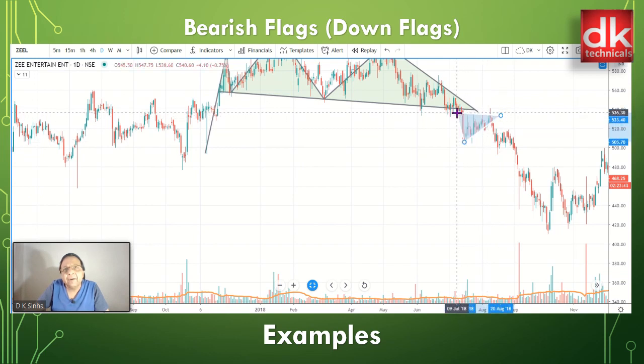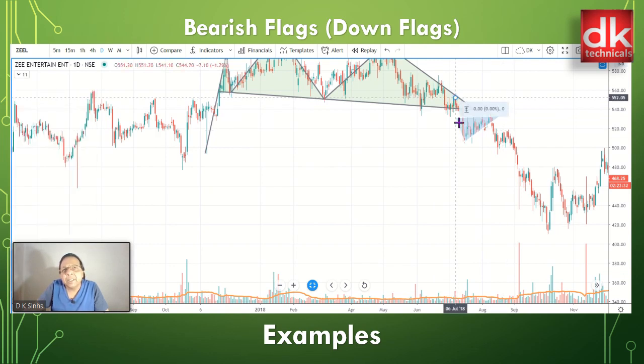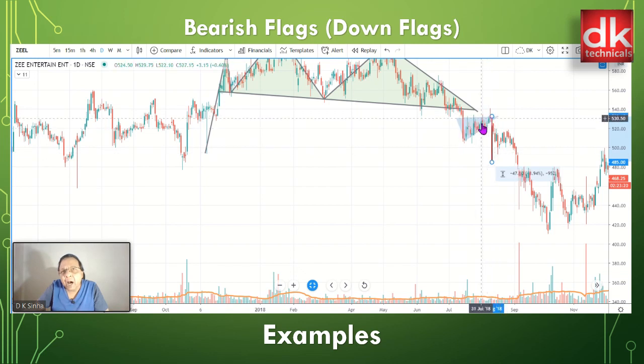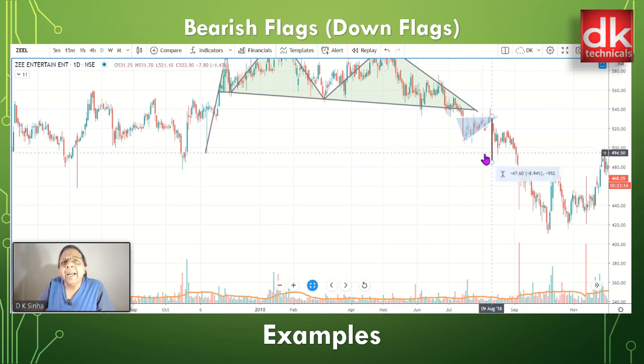This is the flag I have drawn, where I have taken all the closing points within this. So we can measure the height of the pole on the downside. The pole started here. This is the height of the pole, and we can see the breakdown candle here. So we are projecting from the upper fiber of the flag towards the downside, and we can see the target has been achieved. What will be the trading strategy?